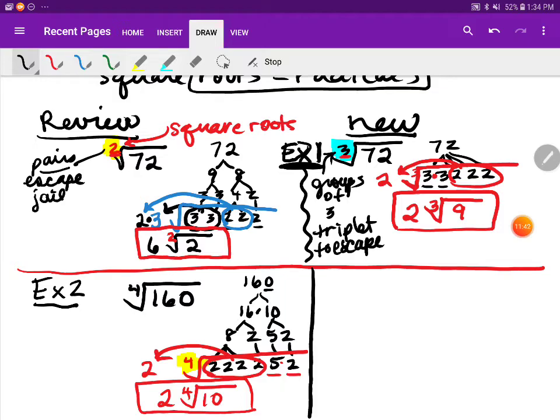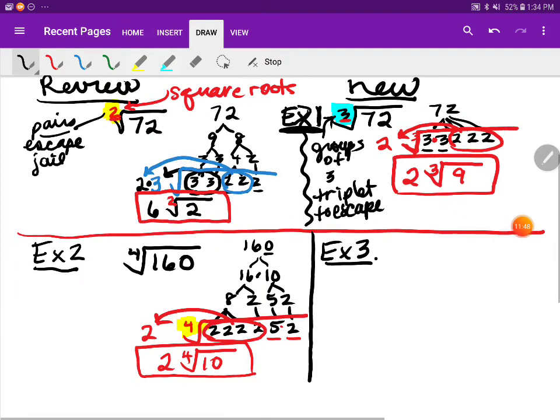Okay, so that's example 2. Let's do example 3. We're going to put a letter in. Okay, so this one's a little bit different. You did not see this one first semester. So let's do, it's the cube root of 54 x to the 17th.